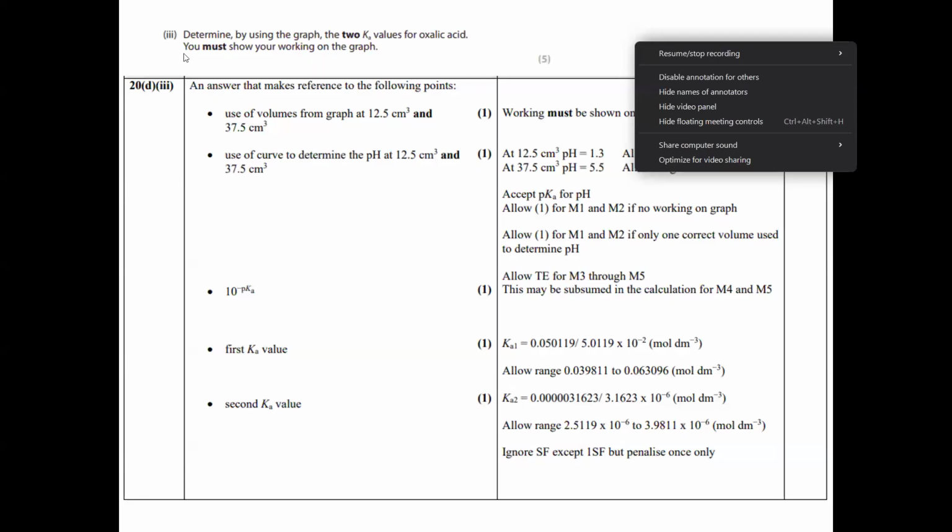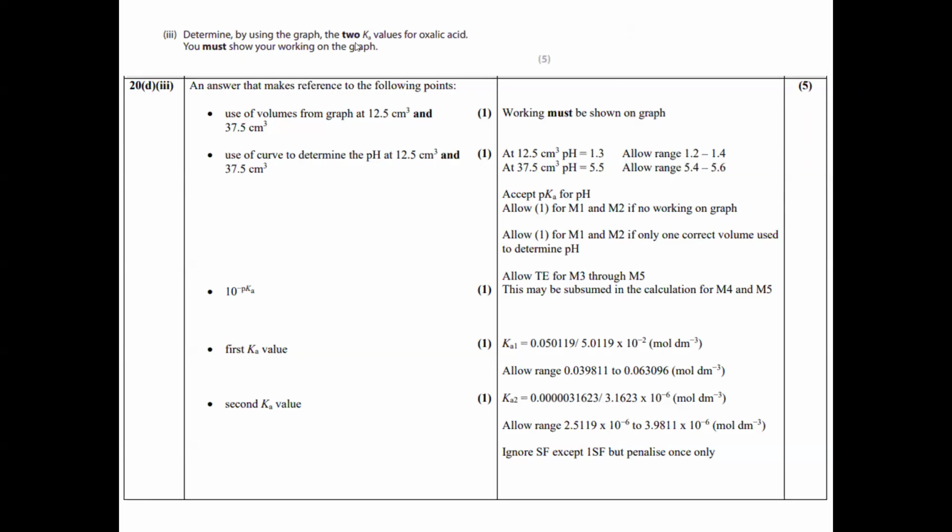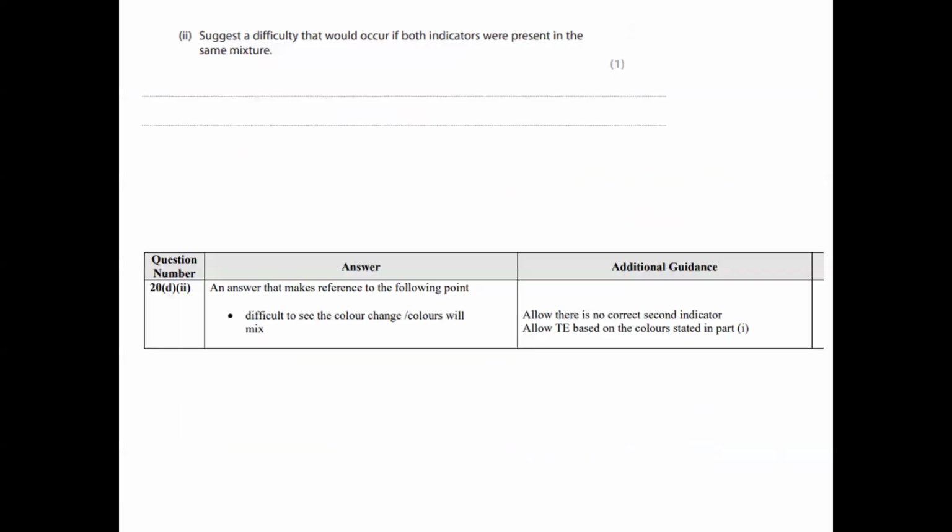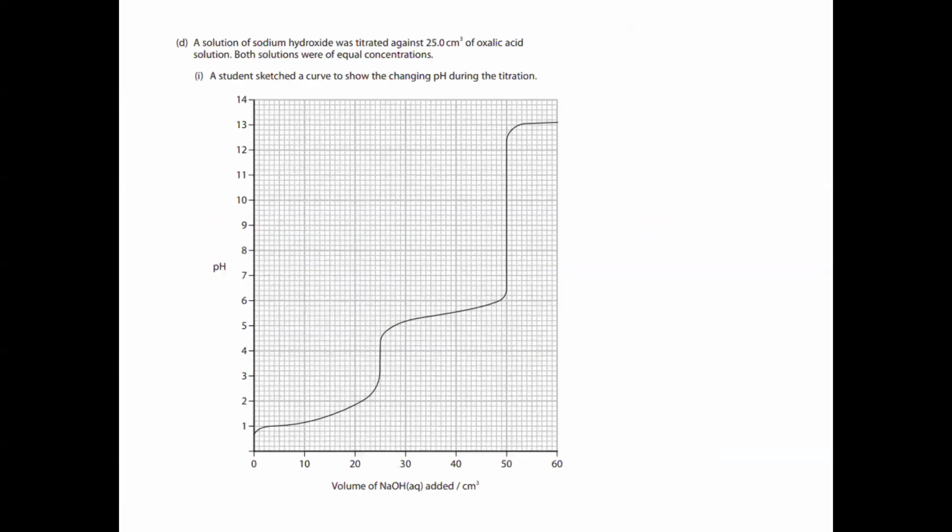In this question, they're asking: determine, by using the graph, the two Ka values for oxalic acid. You must show your working on the graph. Right. Now let's see this one. They're asking for Ka values. We learned that in a weak acid and strong base titration, there is a half-neutralization point. During this area, why is there no change in the pH value? Because this area is creating a buffer system. This area is a buffer system.